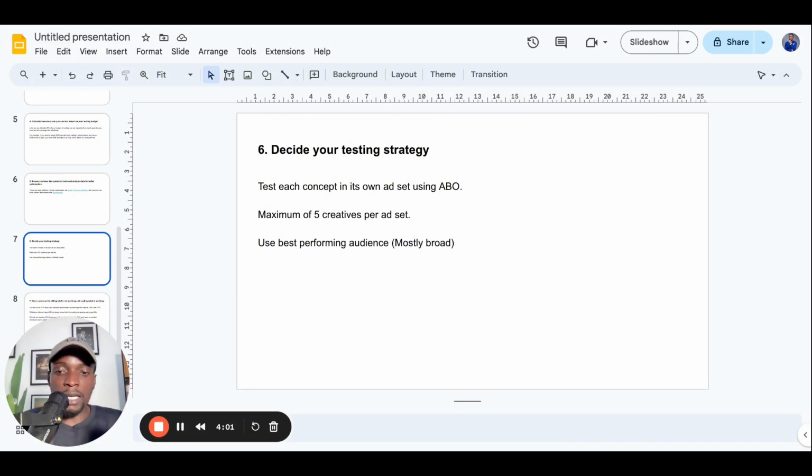For me, when I test, I have a maximum of 5 creatives per ad set. So I'm basically testing one ad angle per ad set. So I can have 5 ad sets, and each of these ad sets has its own angle. And then I'm always using my best audience, which is mostly broad. So have a testing strategy before you launch a new test.